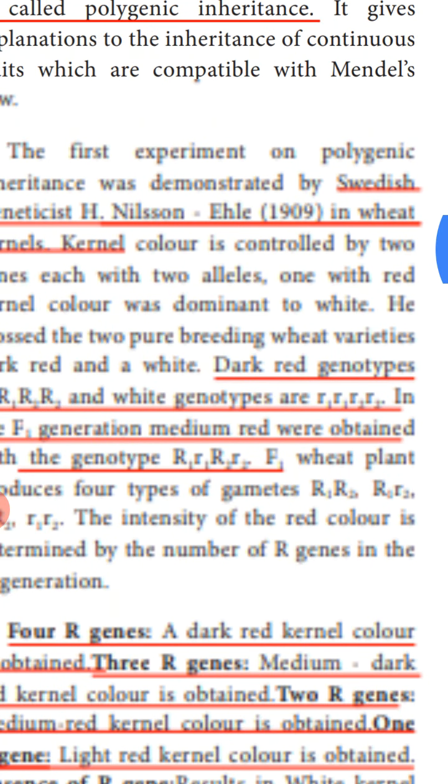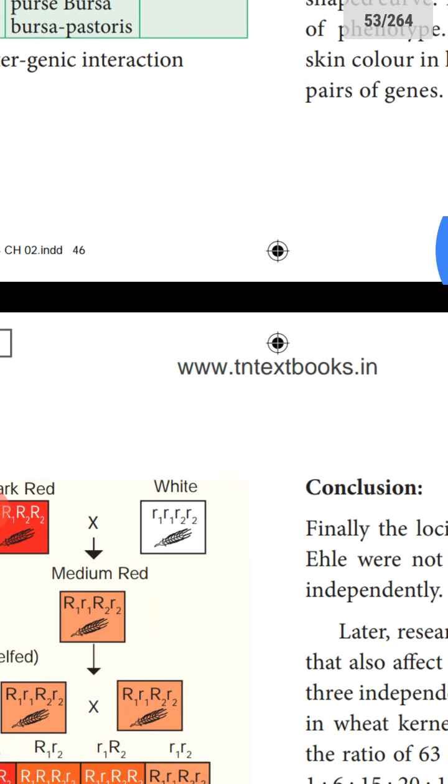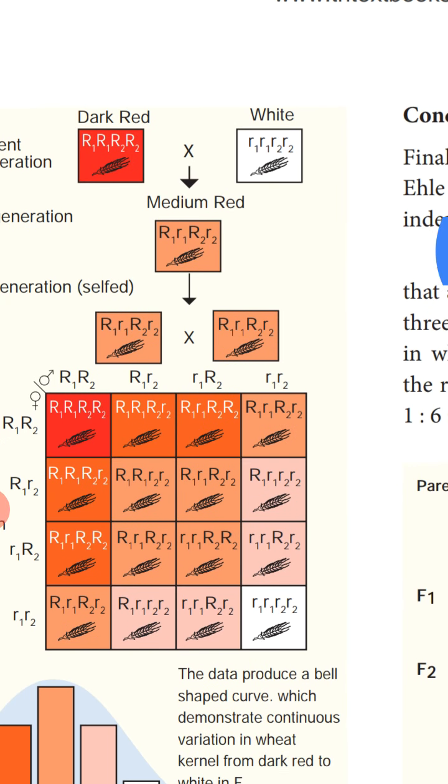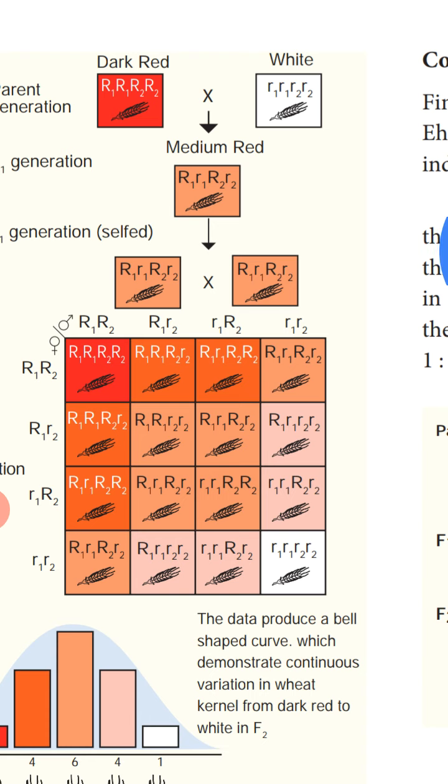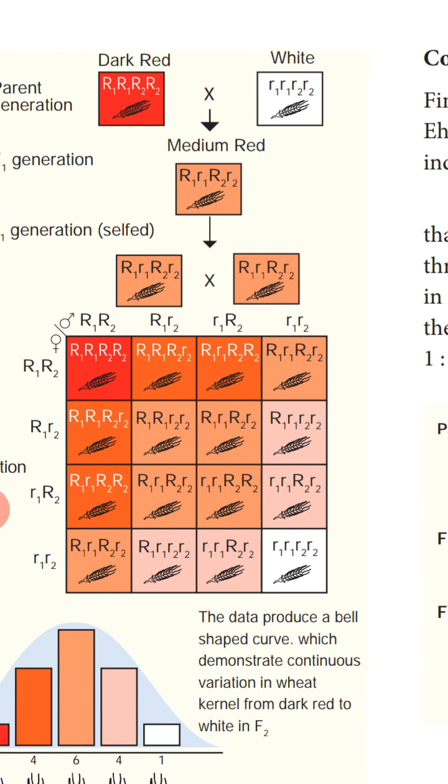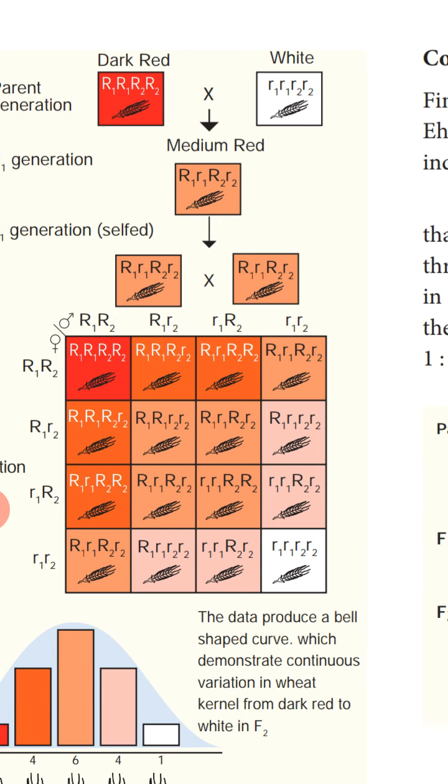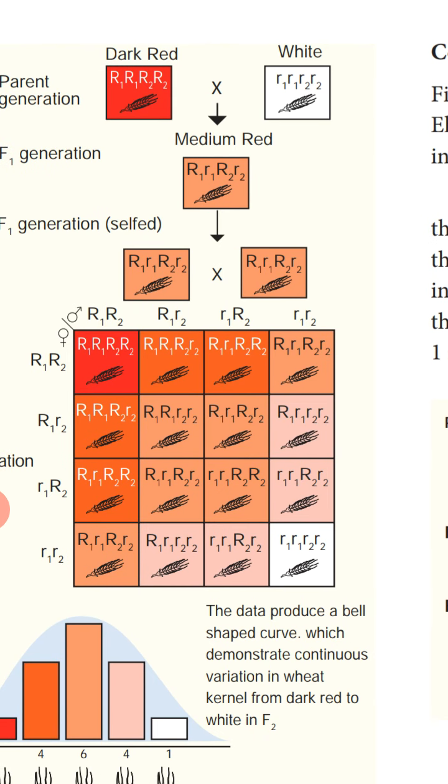So here this we can understand by the cross. So here this is the cross. As we have studied, the dark red plant has the alleles capital R1 R1, capital R2 R2. So this is for the dark red parent plant. And next, the recessive variety, what is it? The white, which is represented by small r1 r1, small r2 r2. When the cross is done, in the F1 generation we are getting capital R1 r1, capital R2 r2. So here it is a medium red plant we have obtained.